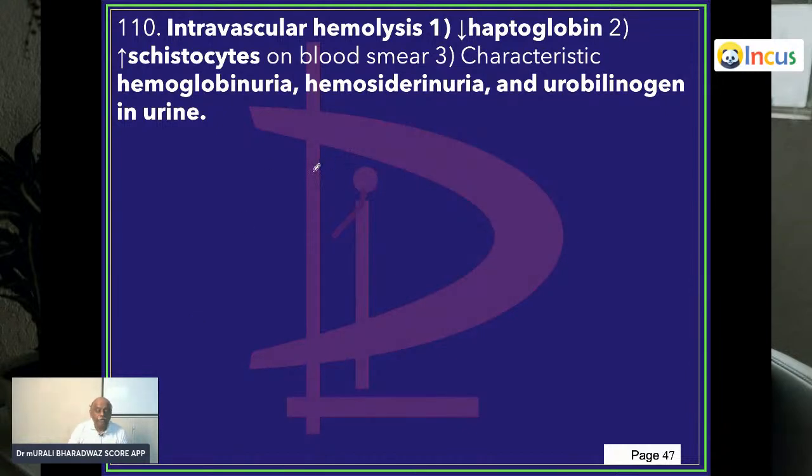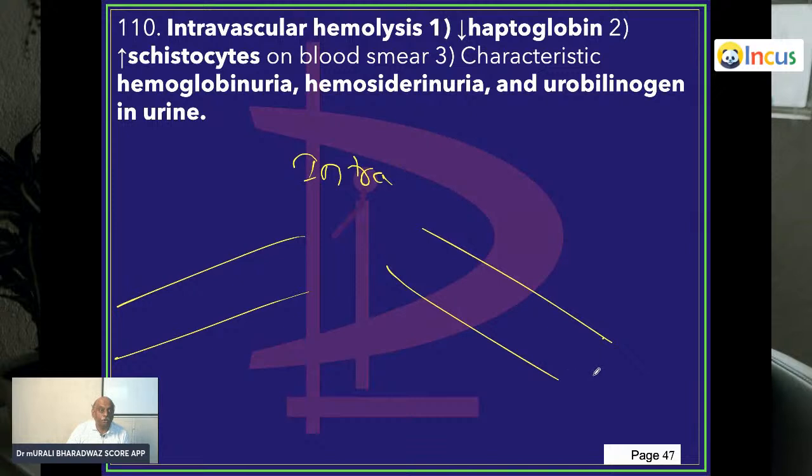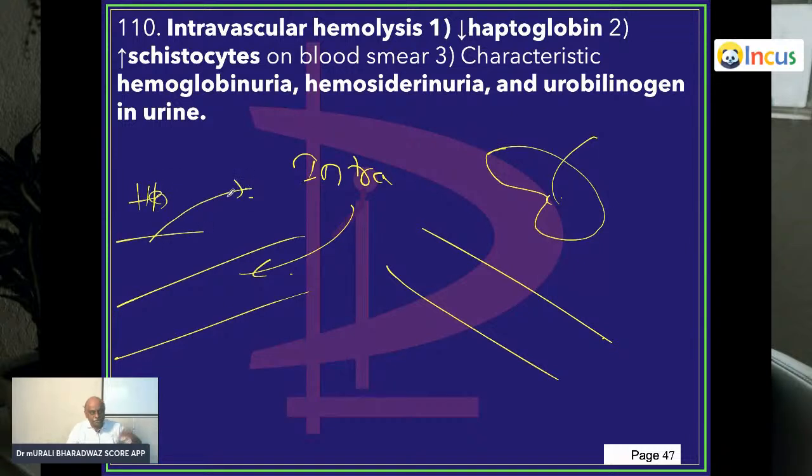Now, whenever there is an intravascular hemolysis, one is inside the vessel, intravascular, other is the spleen. Good. Whenever intravascular hemolysis is happening, the hemoglobin which is released by the destruction of RBC goes and binds with a protein in the plasma called haptoglobin. So the haptoglobin gets consumed. And that is the reason intravascular hemolysis is characterized by decrease in haptoglobin, is what you need to remember.